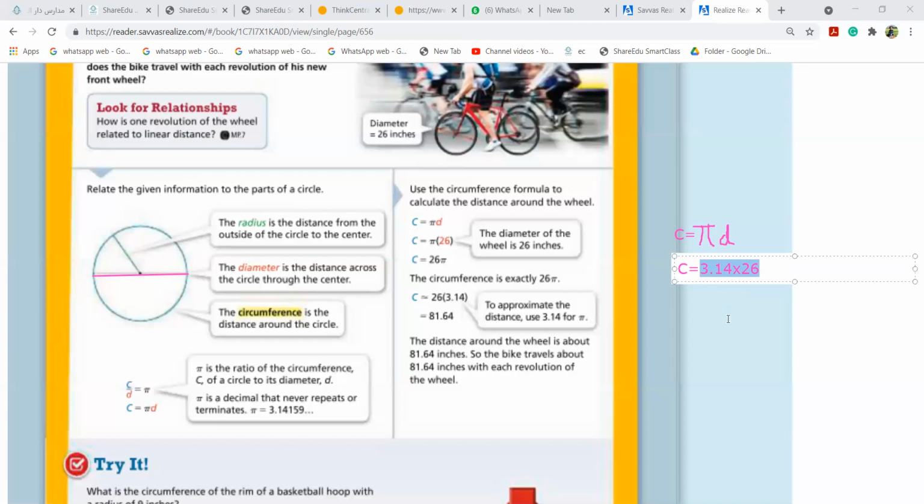Calculator and multiply this and tell me. 3.14 times 26. Please. Anyone? 3.14 times 26. That means nobody is sitting with the calculator. Is there any? Miss, I don't have a calculator.